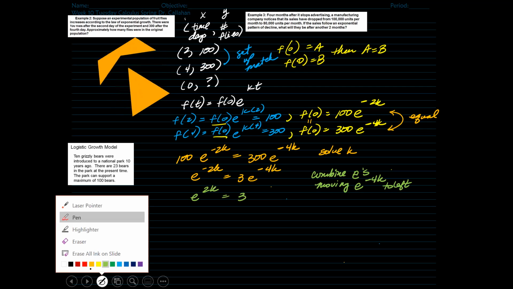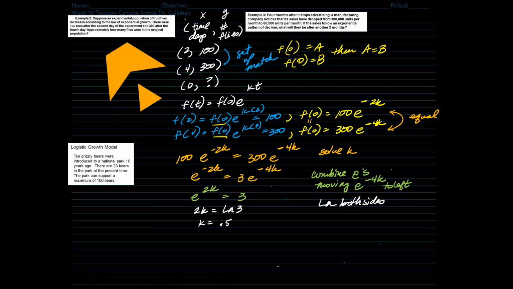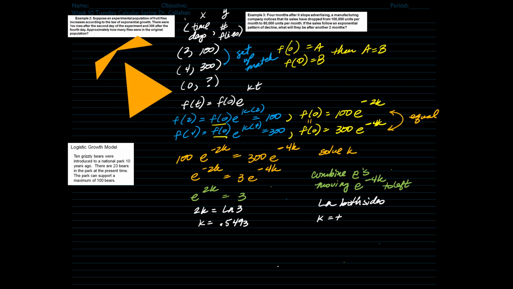Now let's go ahead and do the ln of both sides. So then I have ln e, which cancels, and I have 2k equals ln 3, divided by 2 on both sides. K equals ln 3 divided by 2, which I don't like having in a fraction. So in a decimal, it's 0.5493. Given the fact that k is a positive number, you know that over time your fruit flies are increasing. And they are, because they're going from like 100 to 300.